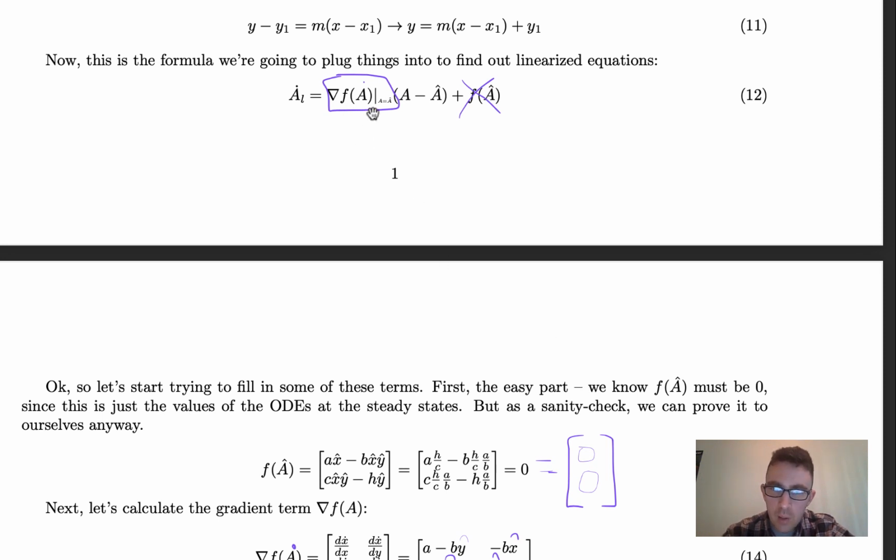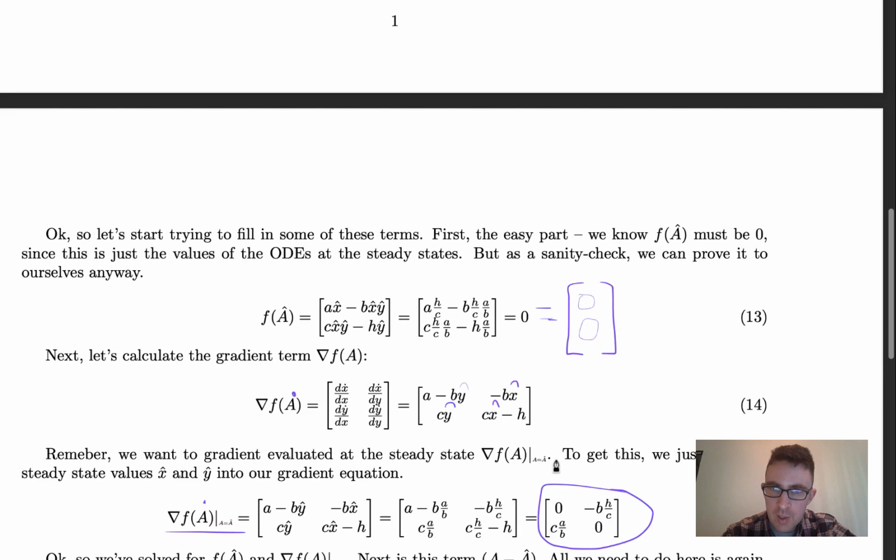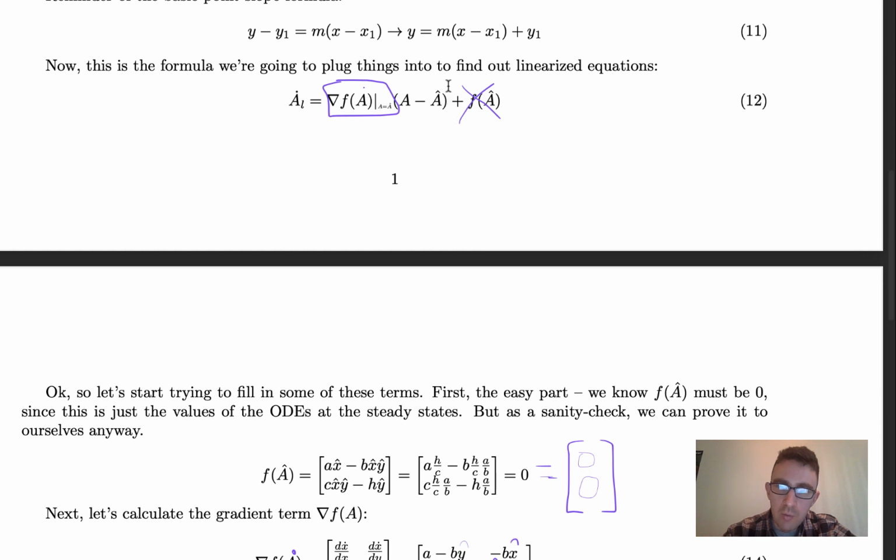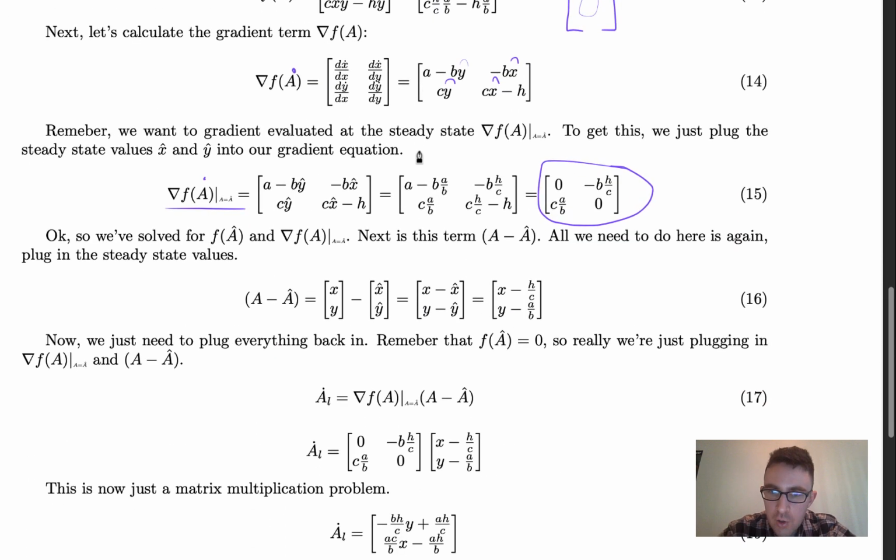So okay, now we've plugged in. We found that this last term is just nothing. It's just a 0 matrix. So we just ignore this last term. We've solved for this whole term here. We've gotten this matrix. And then there's only one more thing we really need to solve for. So the next thing is just this a minus a hat term. This is going to be the last thing we need to plug something in for, and then we're going to be in good shape to start actually writing down our linearized system of equations. So almost done. Hope you guys are still bearing with me here.